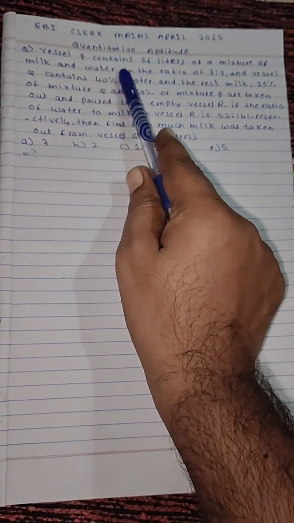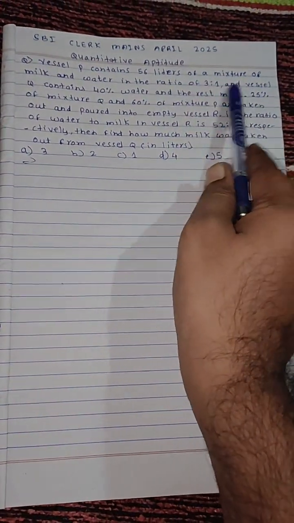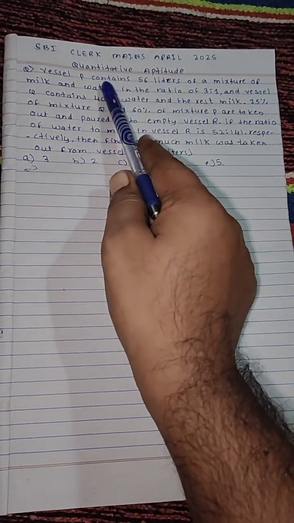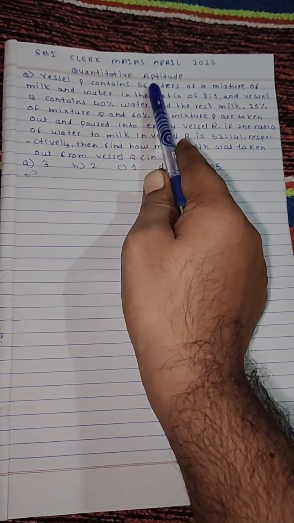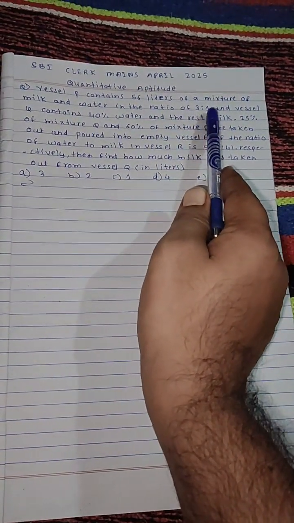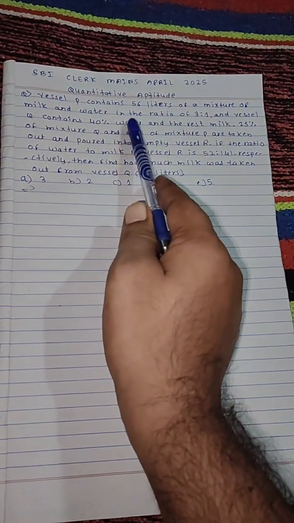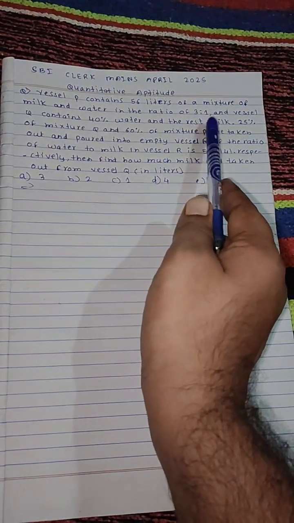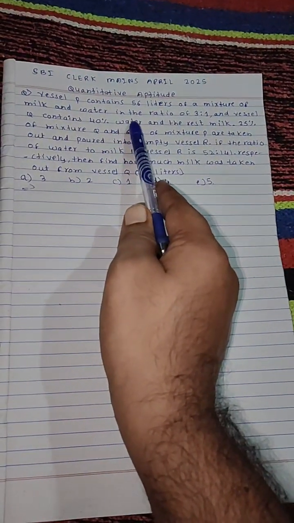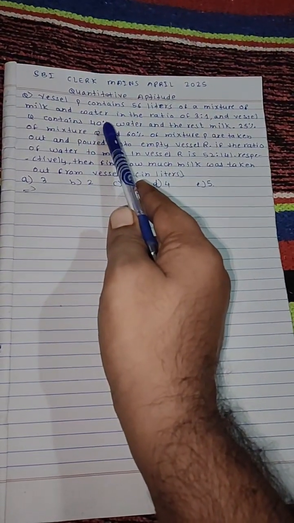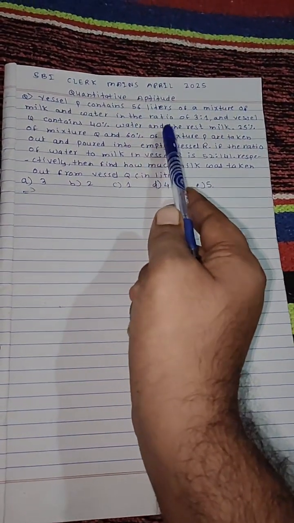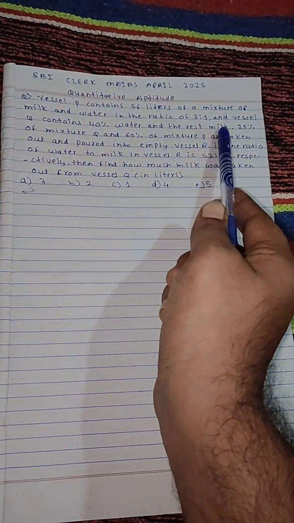A vessel P contains 56 liters of a mixture of milk and water in the ratio 3 is to 1, and vessel Q contains 40% water and the rest is milk. In vessel Q, 40% is water and the rest means 60%, because the total is 100%. So 40% water, and the rest means 60% milk.